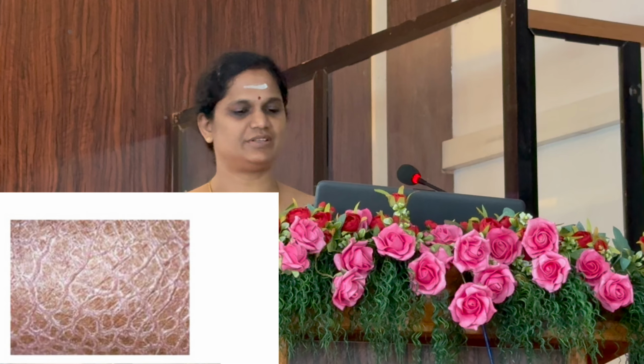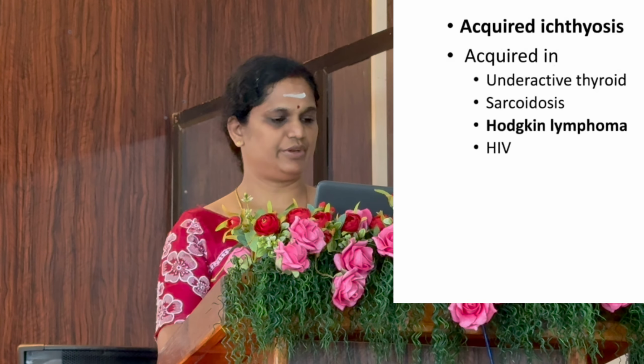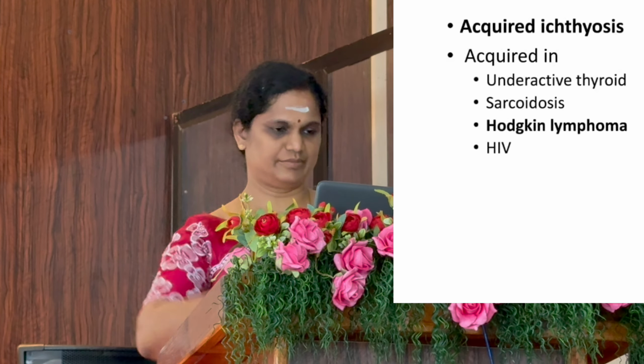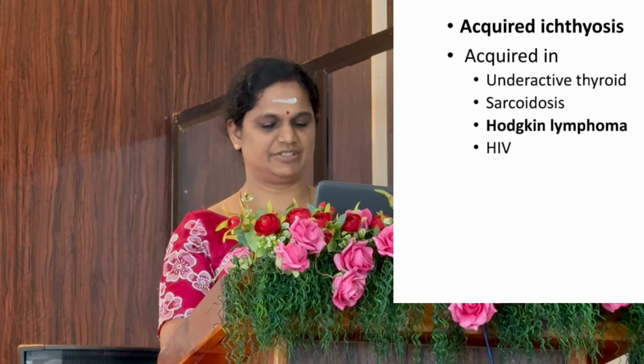Ichthyosis, again similar to acanthosis nigricans, there are a lot of patients with ichthyosis. There are different types of congenital ichthyosis. Acquired ichthyosis can be seen with hypothyroidism and HIV, those benign conditions, and Hodgkin's lymphoma is one of the differential diagnoses for this ichthyosis.